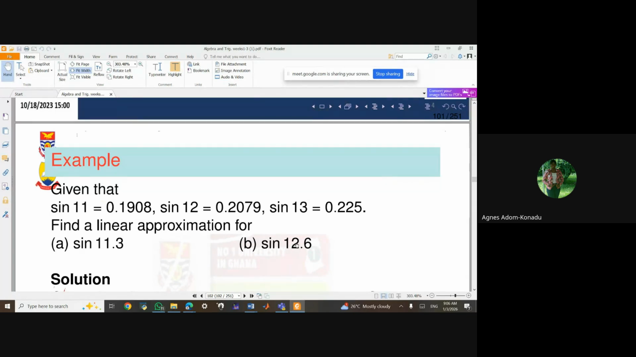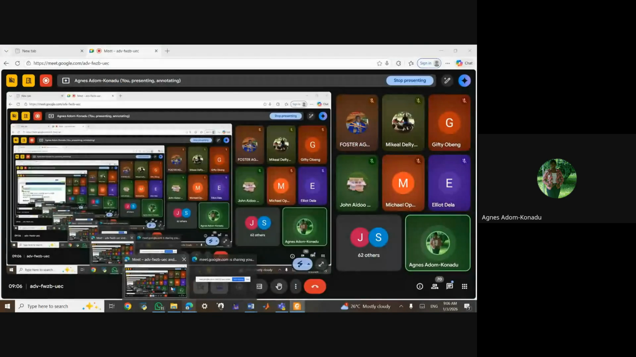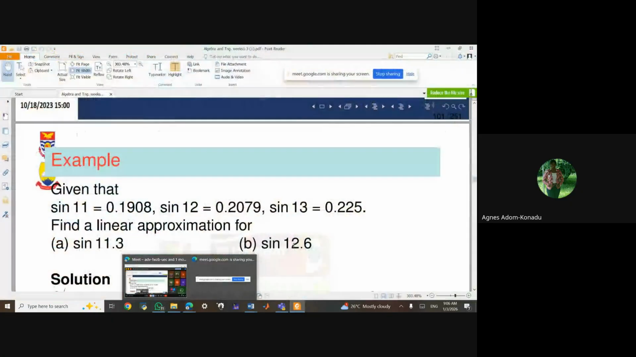To find sine 12.6, you can also use these two points, 12 and 13, to get an expression. Then since 12.6 lies between them, you can substitute the value. You're going to get the same answer. Okay, any other question? I want to continue with quadratic functions.